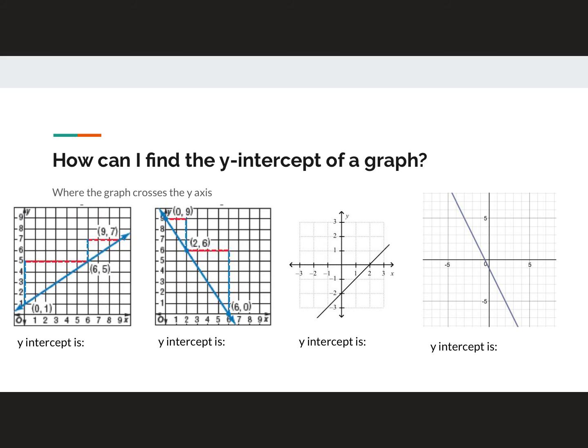Okay, so next one, how do I find it on a graph? Well, again, here, I'm literally going to look for where I touch the y-axis. In this first one, I touch the y-axis at 1. You notice that my x value is 0, my y value is 1. The y-intercept is 1. Here, I can see that my y-intercept is 9. Here, my y-intercept is -2. Here, my y-intercept is -1. If I'm below the x-axis, then it's going to be a negative number. If I'm above the x-axis, it's a positive number.